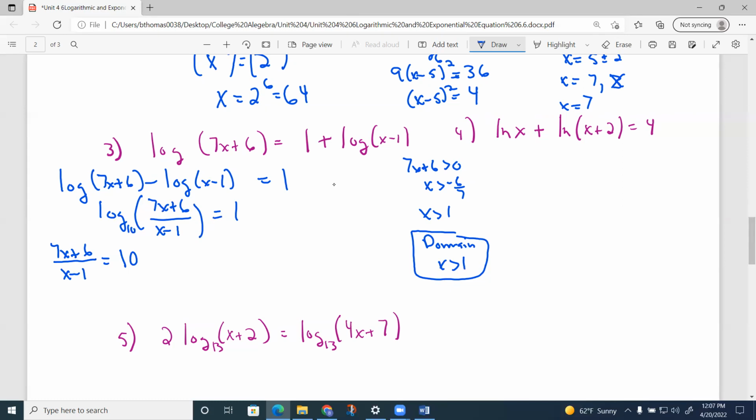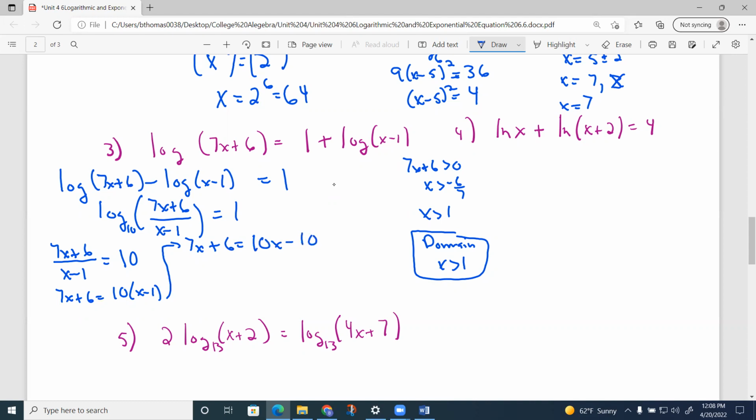I like to have my variable on the left side, so I'm just swapping those. Since we have a rational equation, notice how we have a domain restriction: x cannot equal 1, but notice how we already got it restricted out of the domain anyway. So what I need to do next is multiply each side by x minus 1 to get rid of the fraction. So this turns into 7x plus 6 equals 10 times x minus 1. To solve that equation, it looks linear. So I'm going to simplify the right-hand side: 7x plus 6 equals 10x minus 10.